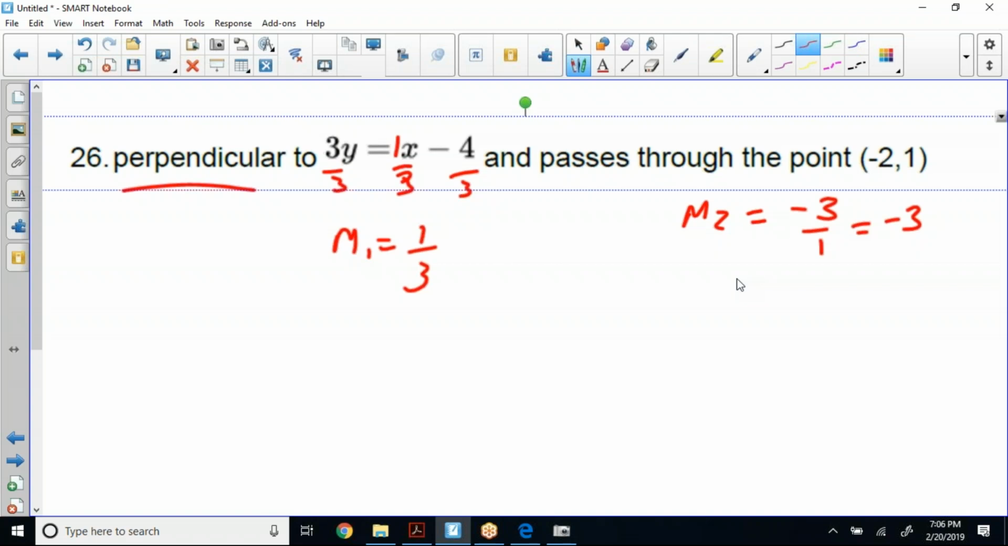Yes. Some people say negative reciprocal. Some people say opposite reciprocal. It's the same thing. You got to have one that's positive and one that is negative. Amy, you got to have that so it does this. So it ensures a crisscross.